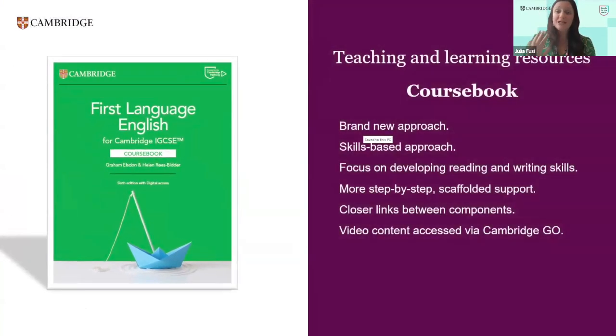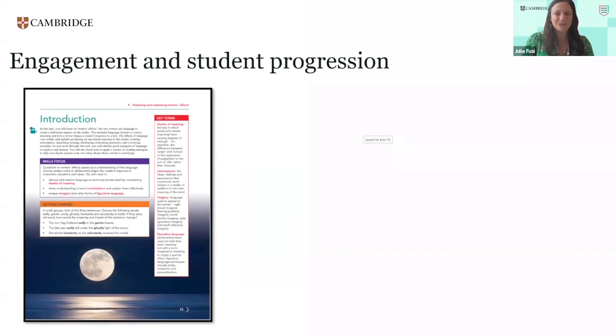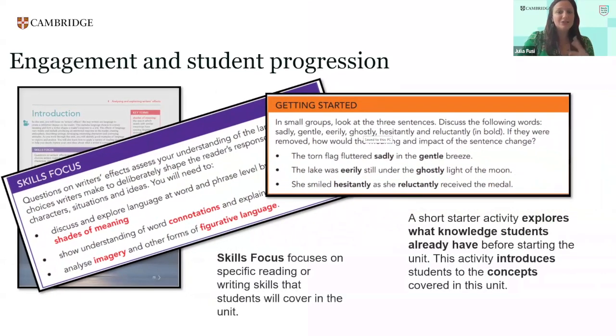So for the course book, we have taken a new skills-based approach, splitting the content into 2 parts, part 1 reading, part 2 writing, and it has a more step-by-step scaffolded support. And on the next few slides, you're going to see some of the resources and features that we have. So to support engagement and student progression, we have a skills focus at the start of each unit so that students know the specific reading or writing skills that they will cover in the unit, whilst the getting started activity will explore what knowledge students already have, as well as introducing them to concepts that will be covered. And these features help students to understand what they will be learning.